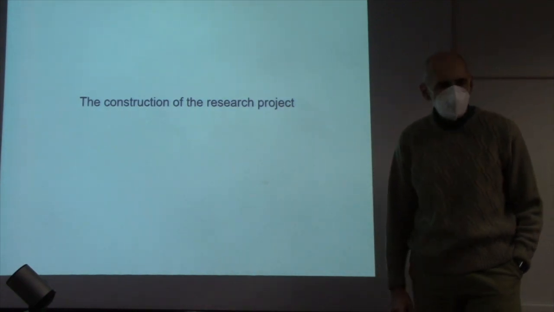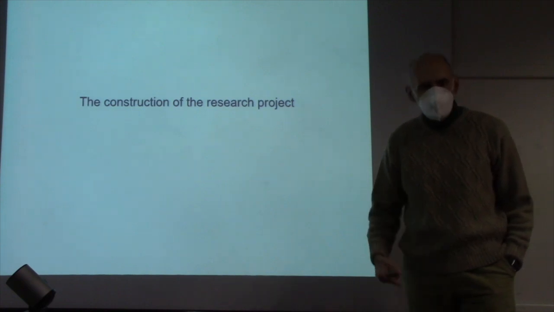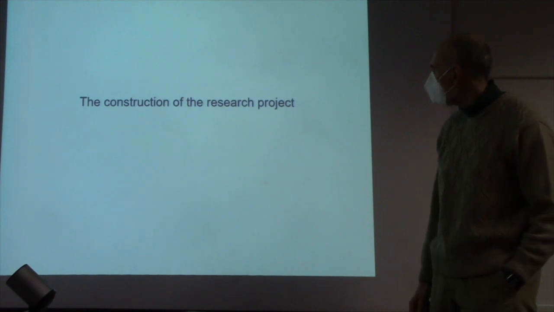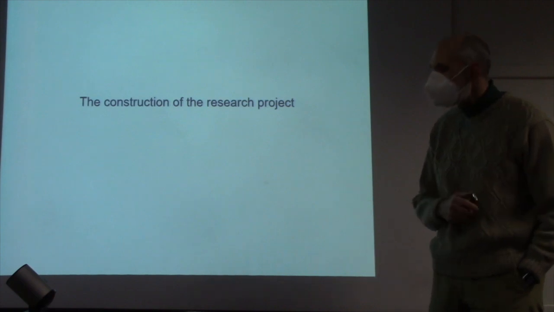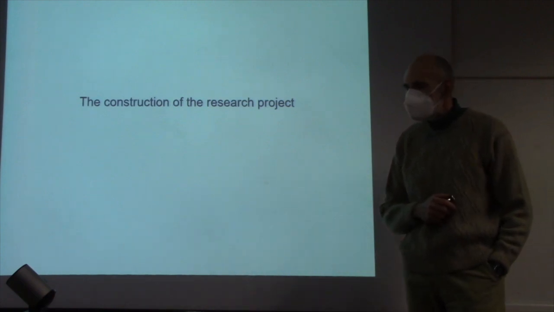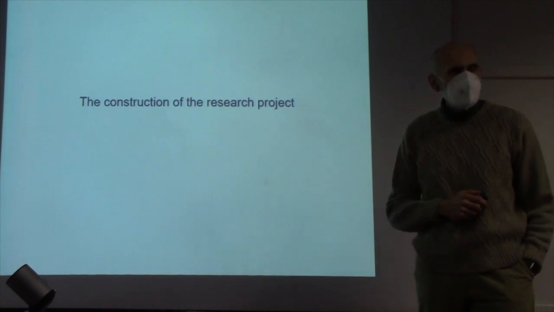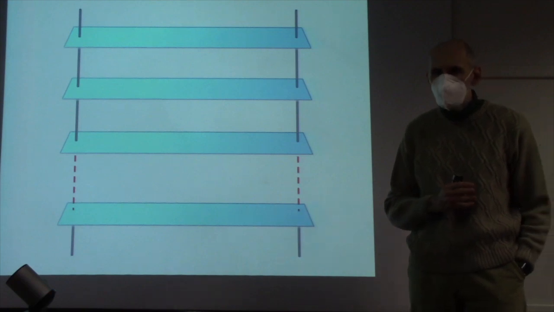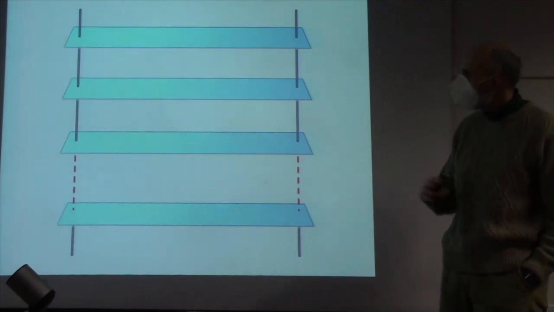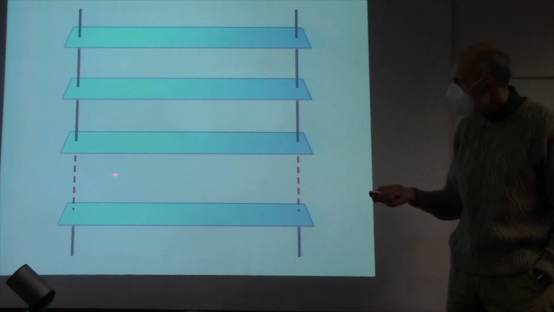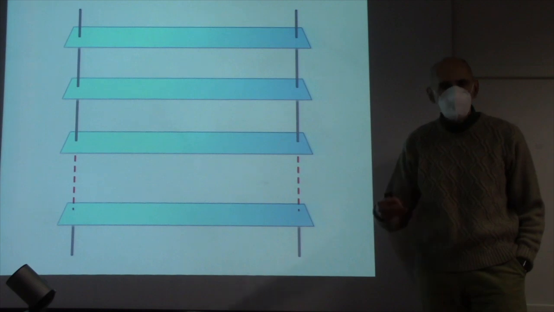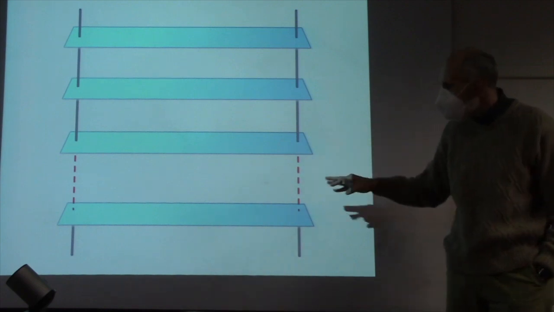I'll have you involved in several exercises during this series of lessons. So the construction of the research project can be subdivided, and this is my personal subdivision of the research project, into 4 levels. In fact, there would be 5 levels. One is the material execution of the experiments, but we have talked about that a lot already, so I won't go into it.